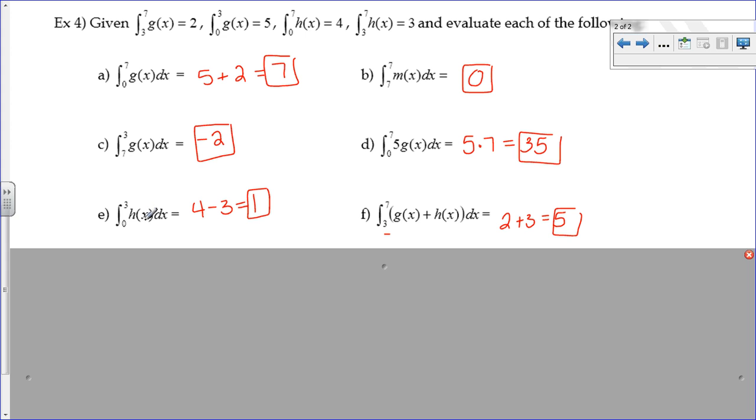E, the integral from 0 to 3 of h. Well, I had 0 to 7 and 7 to 3. So you take the difference of those two to get the 0 to 3. Integral from 3 to 7 of g plus h, you just add 3 to 7 for g, 3 to 7 for h, 2 plus 3 is 5.